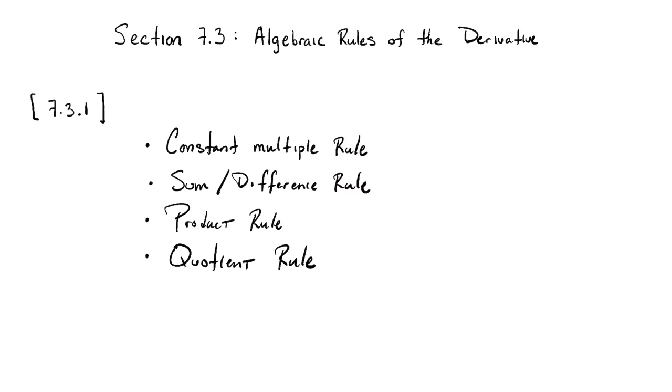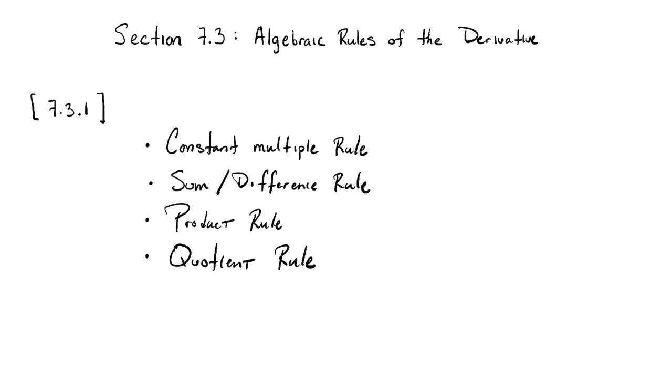What are these rules? Well, you know them from calculus: the constant multiple rule, the sum and difference rule, the product rule, the quotient rule. So our purpose here isn't to illustrate how to compute derivatives using these rules. You learned how to do that in calculus. Here, our purpose is to illustrate how these rules come about from the definition of derivative and the algebraic properties of limits that we developed back in chapter 5.